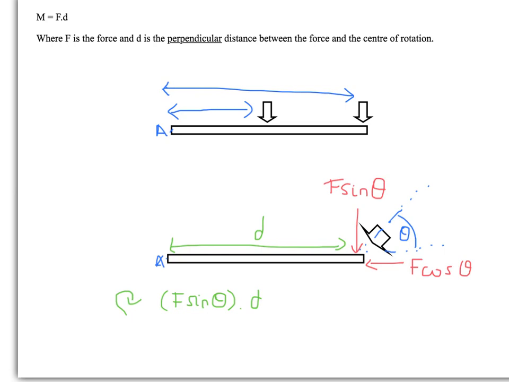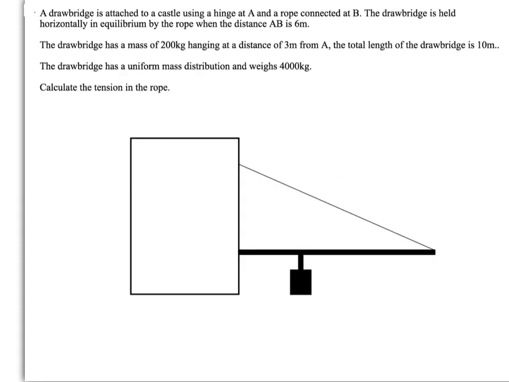Okay, so let's put this all into practice in a worked example. So we have a scenario you might come across. We've got a drawbridge attached to a castle. We've got a hinge at point A, so let's mark in where that is. So that's there. The rope is connected at point B, which is here.